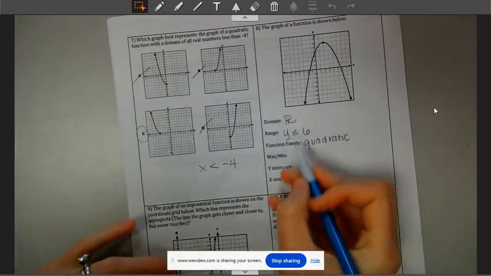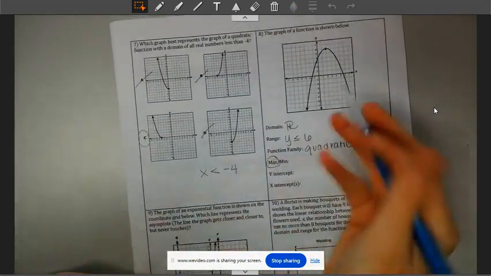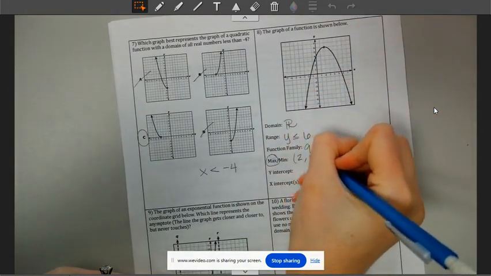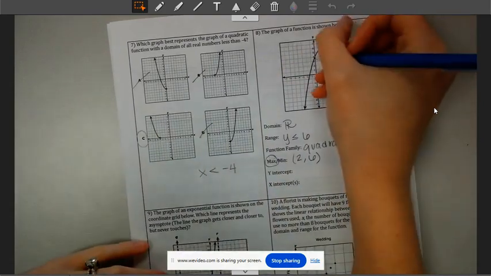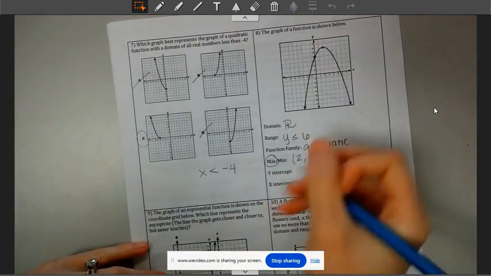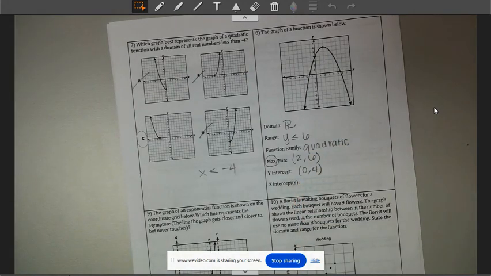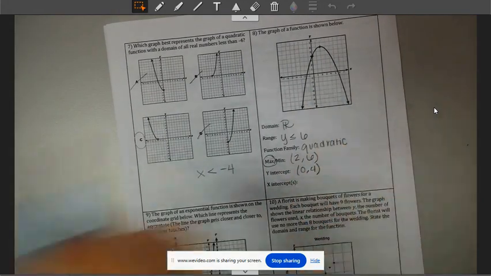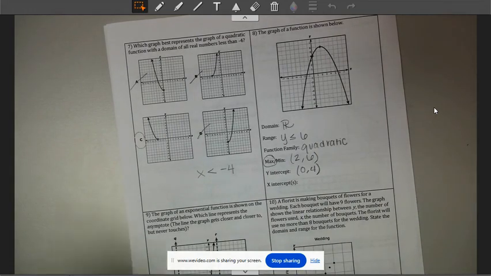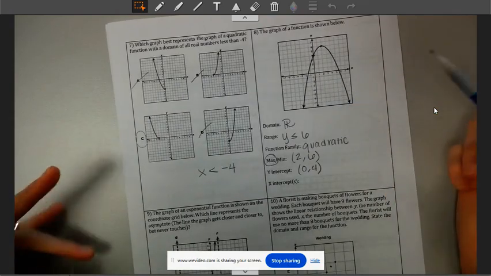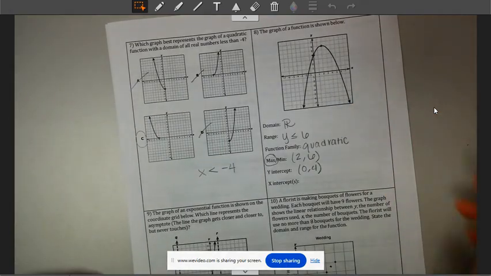The maximum or minimum, well, it has a maximum because I have a point below, and that maximum is located at the point 2, 6, because that's as high as we can go until I start going down. The y-intercept here is going to be at 0, 4. Now the x-intercepts. Well, there are 2 of them because I crossed the x-axis at 2 points. We're going to learn when we get to the quadratic unit how to be very, very specific in our x-intercepts and how to solve for them. But for right now, I would have accepted negative 1.50 and maybe 5.50. Both of those would have been fine.